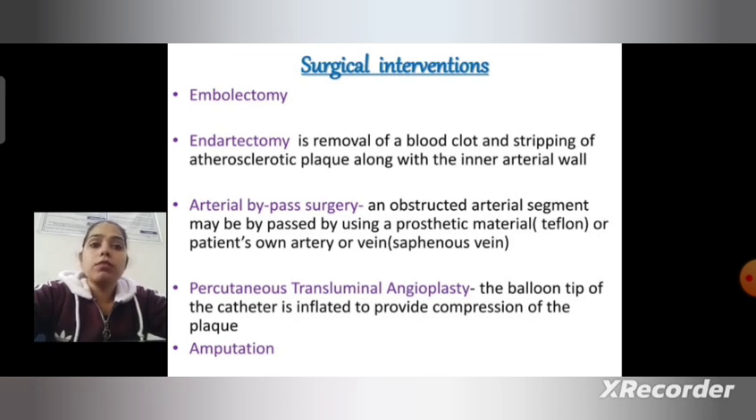Surgical intervention includes embolectomy. Second is endarterectomy. It is the removal of blood clot and stripping of atherosclerotic plaque along with the inner arterial wall. Third is arterial bypass surgery. An obstructed arterial segment may be bypassed by using prosthetic material, Teflon, or the patient's own artery or vein. Commonly used in this case is the saphenous vein.